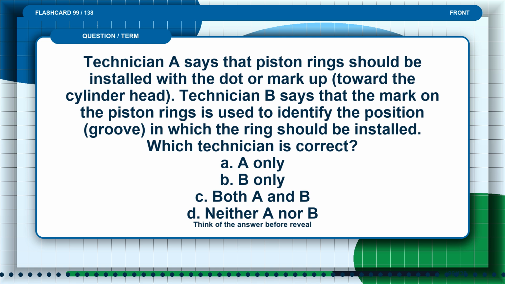Flashcard 99. Technician A says that piston rings should be installed with the dot or mark up toward the cylinder head. Technician B says that the mark on the piston rings is used to identify the position groove in which the ring should be installed. Which technician is correct? A only, B only, C, both A and B, D, neither A nor B. Pause and think of the answer before the reveal.